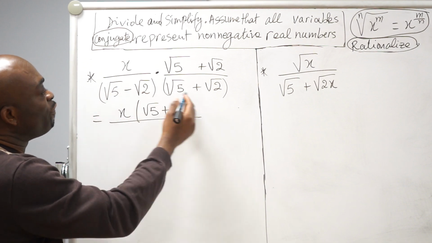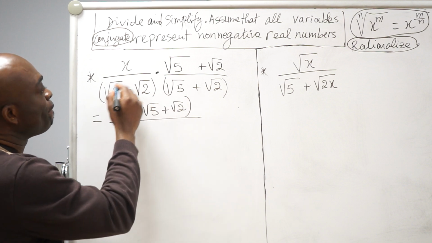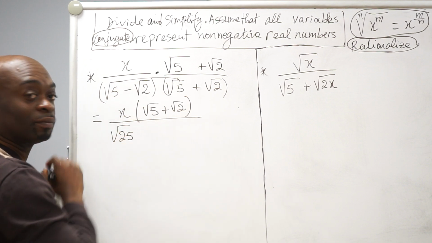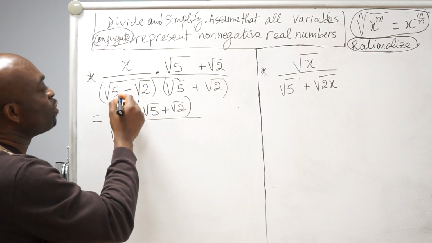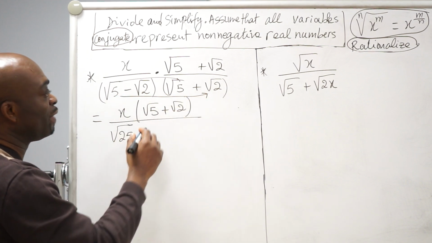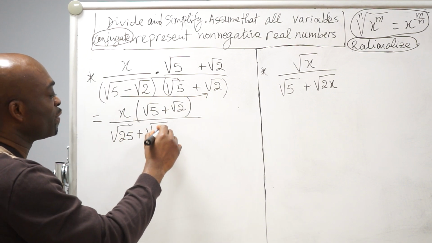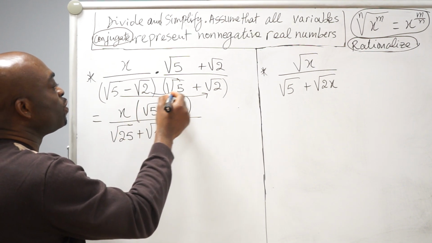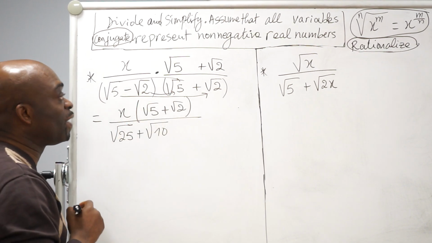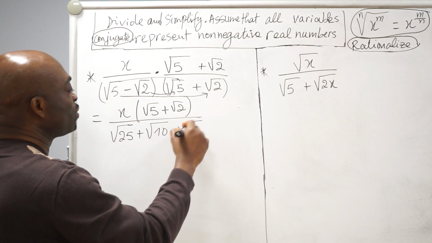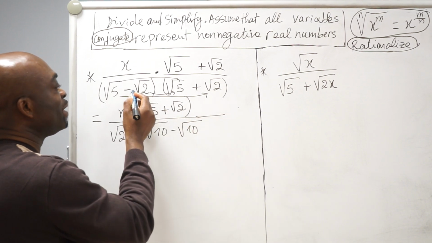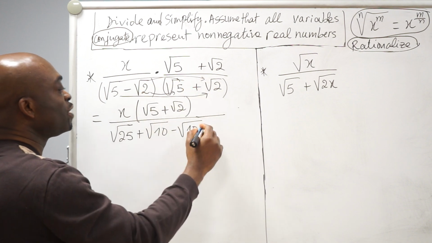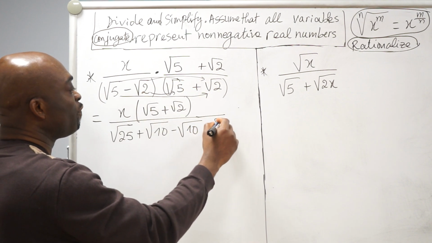So this is square root of 5 times square root of 5. That will give us square root of 25, all right? And then square root of 5 times square root of 2, that will give us what? Square root of 10, plus. And then negative square root of 2 times positive square root of 5 is going to give us negative square root of 10. And then negative square root of 2 times positive square root of 2 is going to give us negative square root of 4.